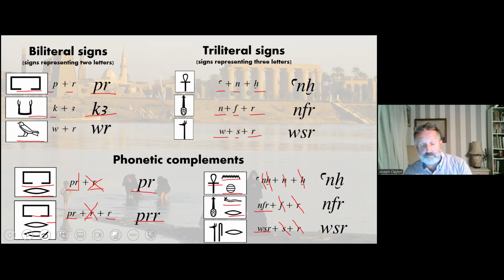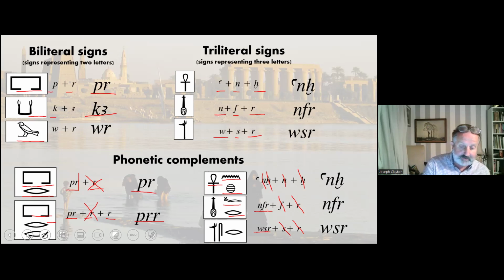Biliterals can have no phonetic complements. They can have one phonetic complement, and some have two phonetic complements as well. So you can have none, one, or two for biliterals, and for triliterals you can have none, one, or two, but not three. Okay, so if you've got an extra letter which looks like a phonetic complement, you've probably done something wrong.